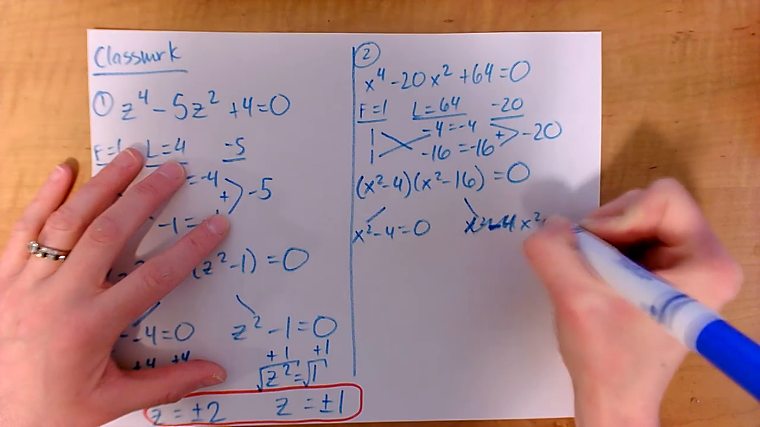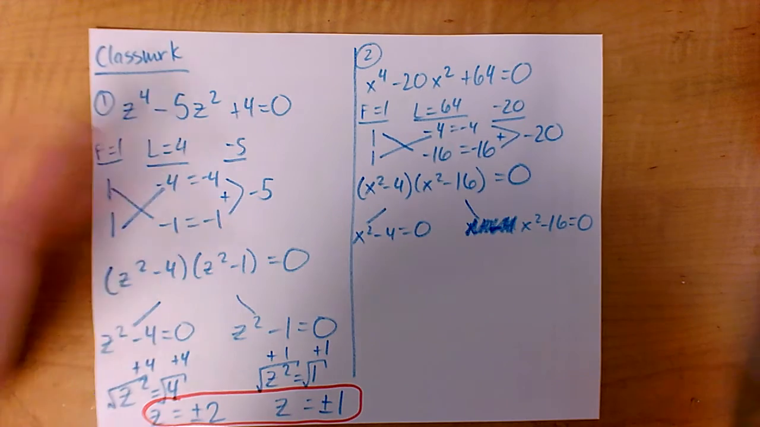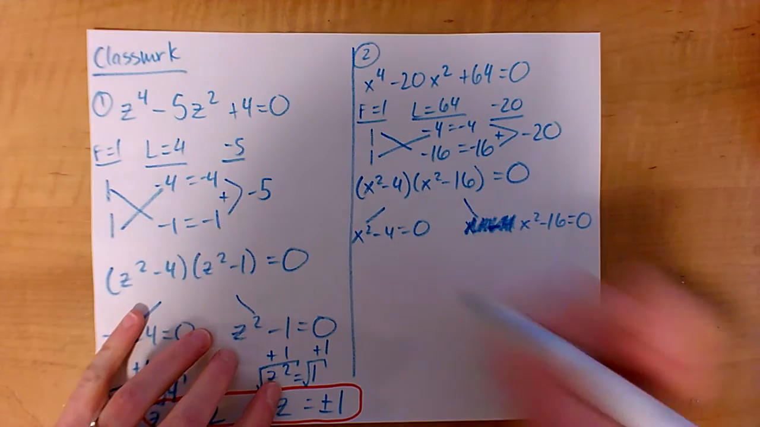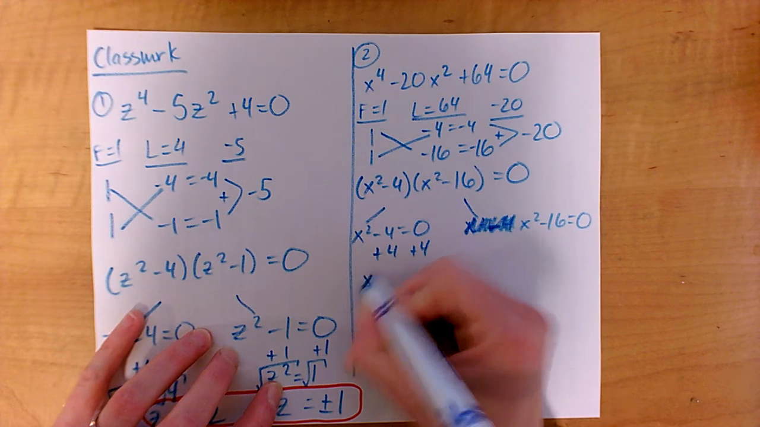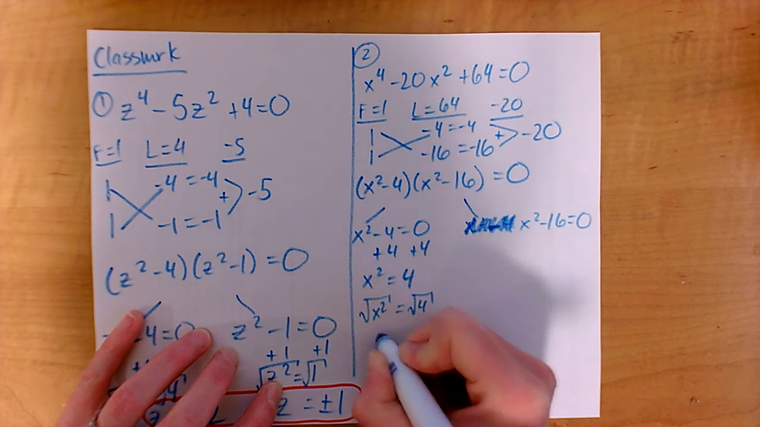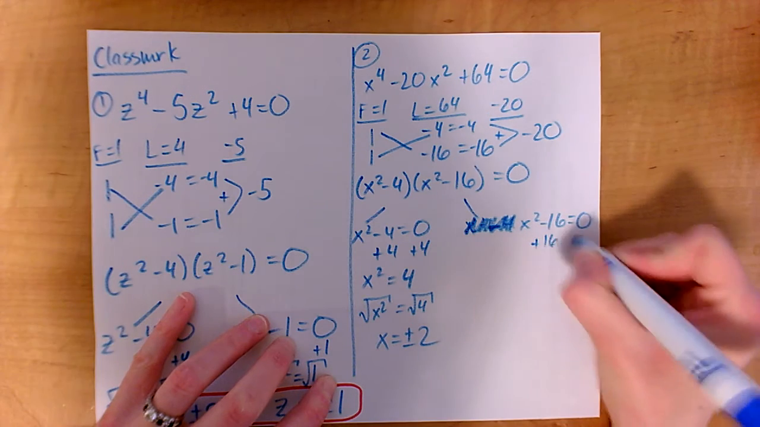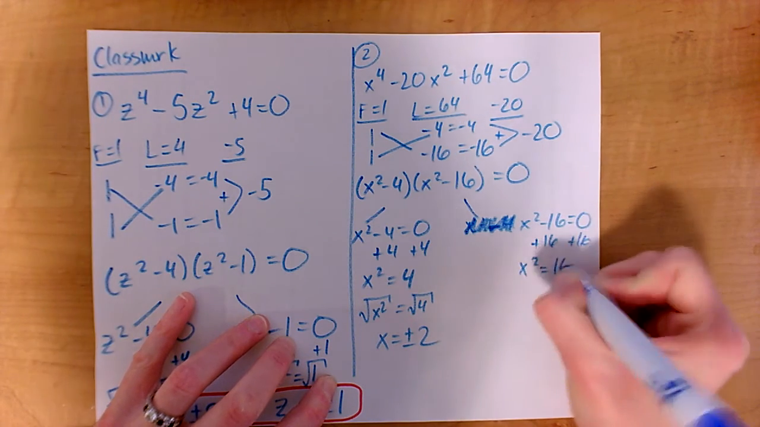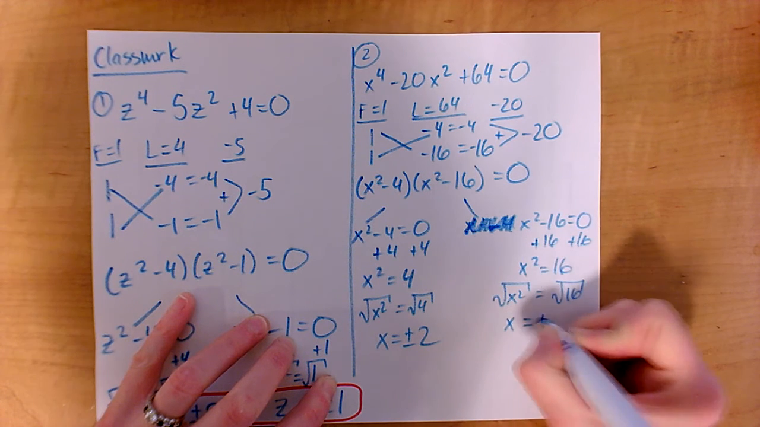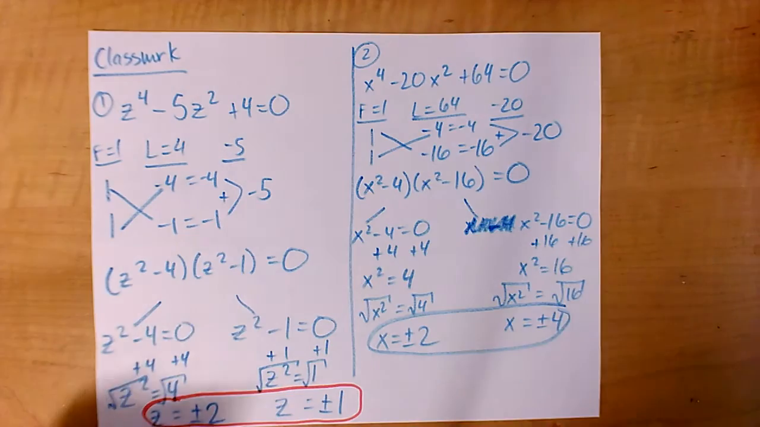Whoops, that should be x squared minus 16 is 0. Separate both of those, and set them equal to 0, and then we can solve these. Now 4 and 16 are both perfect squares, so we could solve these by taking square roots. So add 4, x squared is 4. Take the square root of both sides, and x is plus or minus 2, right? And we do the same thing on the other side. Add 16, x squared is 16. Take the square root of both sides, and x is plus or minus 4. So you have 4 solutions again, plus or minus 2 and plus or minus 4.